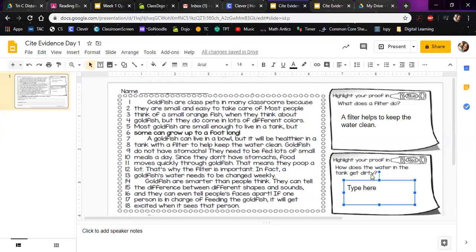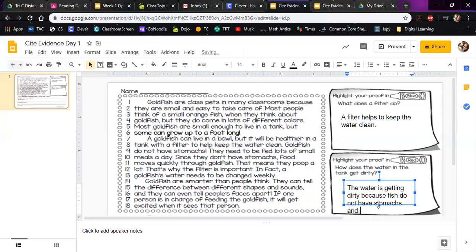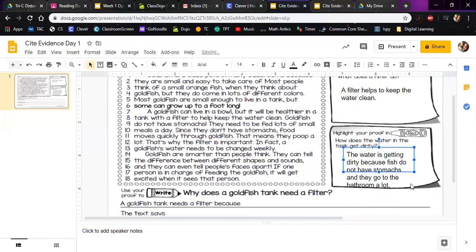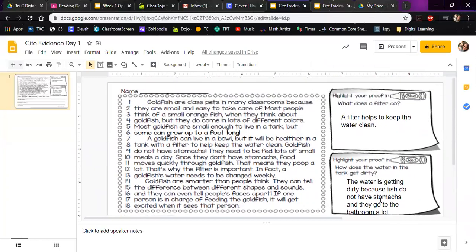So there I read why the water is getting dirty in the tank. And it's kind of a silly answer, but true. The water is getting dirty. I'm going to start with that as my answer. The water is getting dirty because fish do not have stomachs and they go to the bathroom a lot. So these two pieces of information right from the text are going to help me then to write my answer.